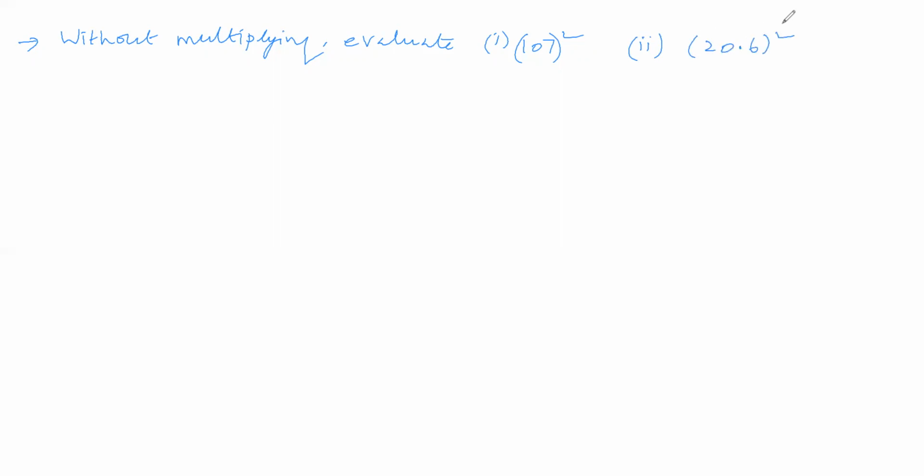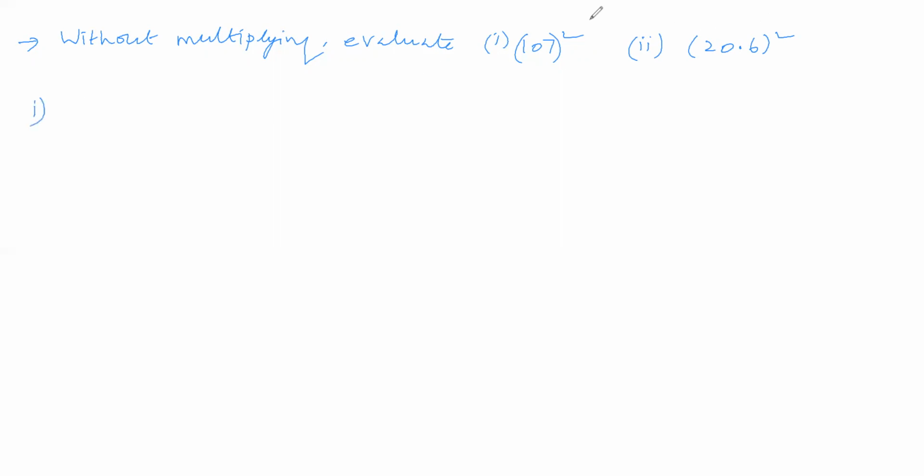Without multiplying, evaluate. First subdivision: 107 whole square. Second subdivision: 20.6 whole square. So, without multiplying, evaluate this way they are saying.